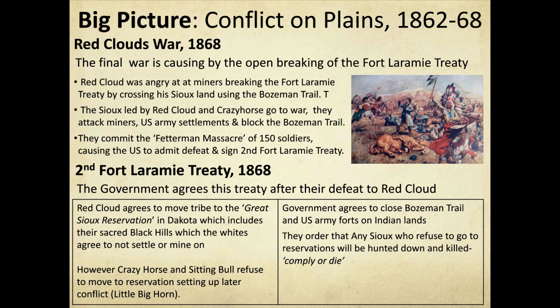However, Crazy Horse and Sitting Bull refuse to move onto the reservation. They stay out, setting up a later conflict, Little Bighorn. You see, what Custer was sent to do was to get them back onto the reservation.